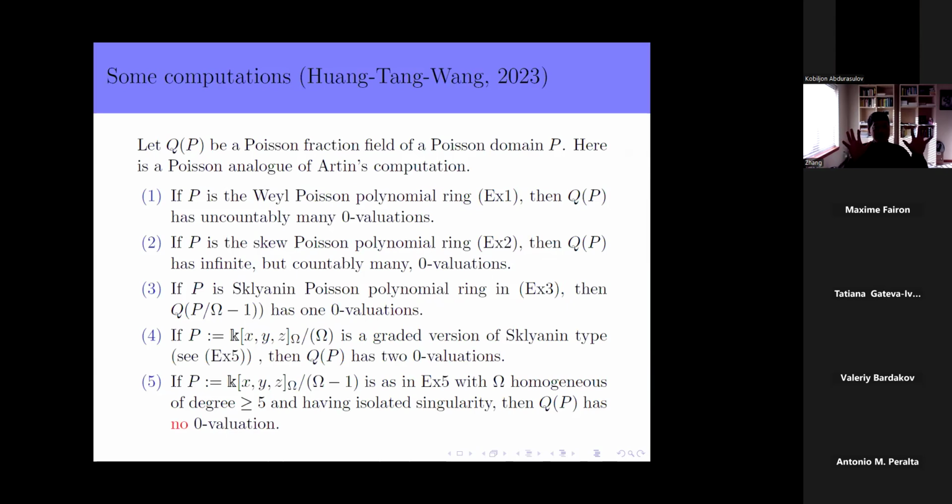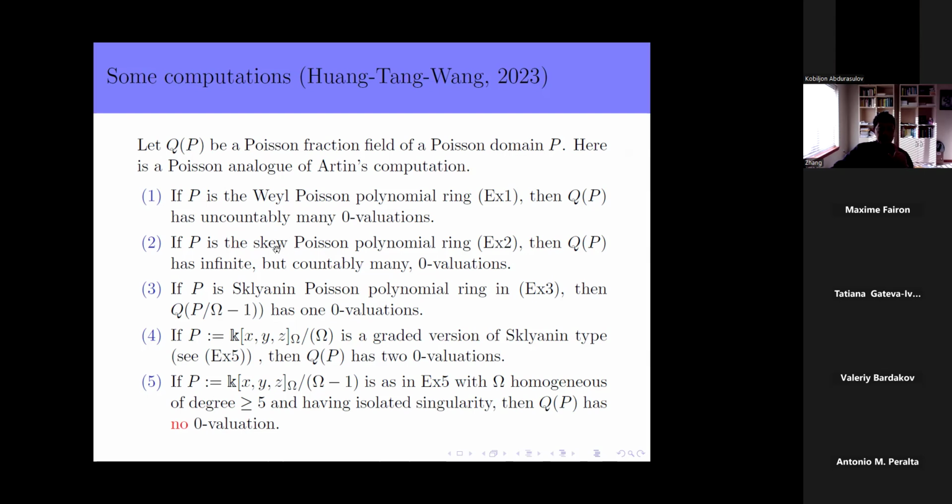Now remember that in Artin's conjecture, he said that we have this class of division algebras, and he computed the number of classical valuations for four families of division algebras. So now we want to do this for the Poisson field. If we start with the Weyl Poisson polynomial ring and take the fraction field, then we compute that there are uncountably many zero valuations. On this page we only talk about zero valuations, but we can also talk about other W.